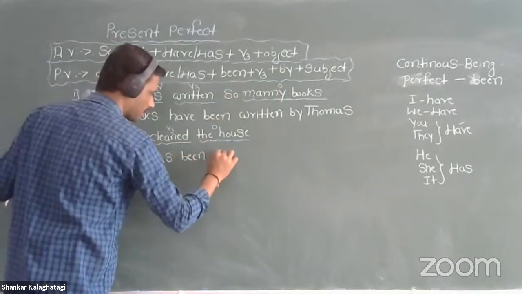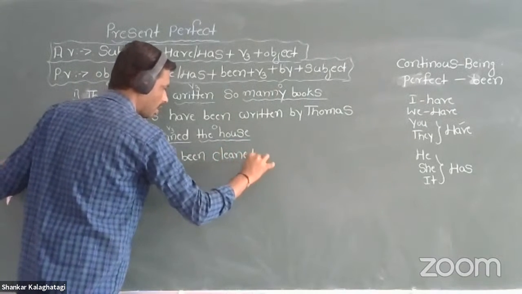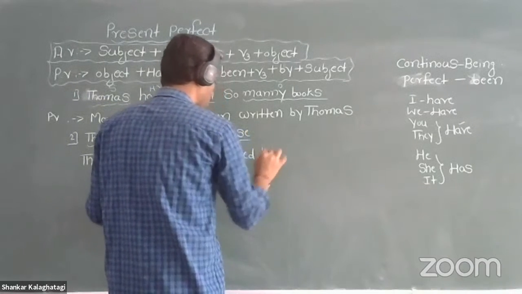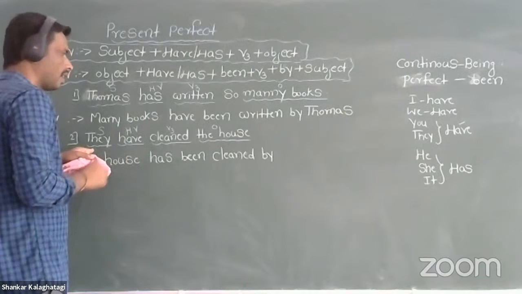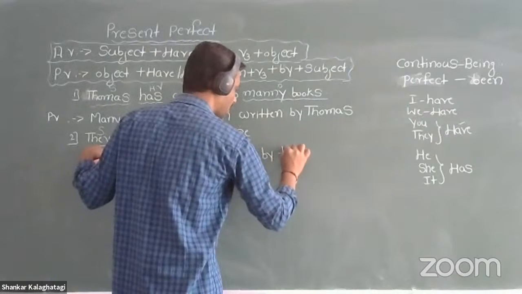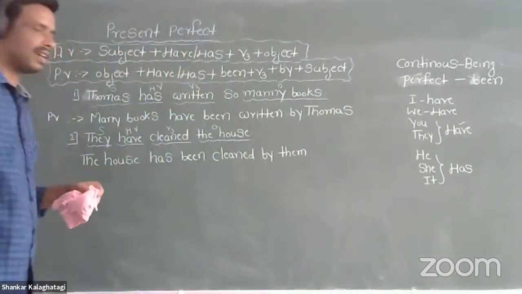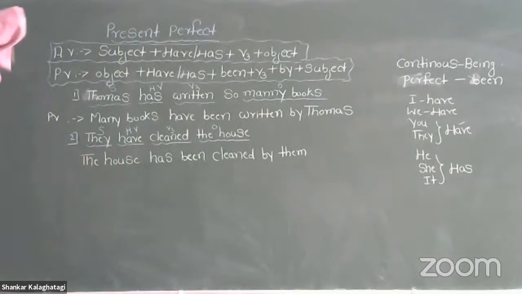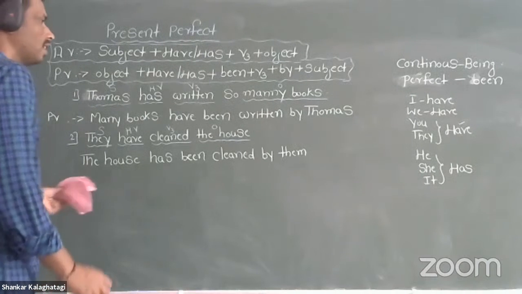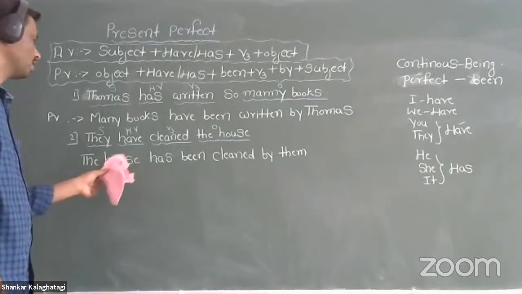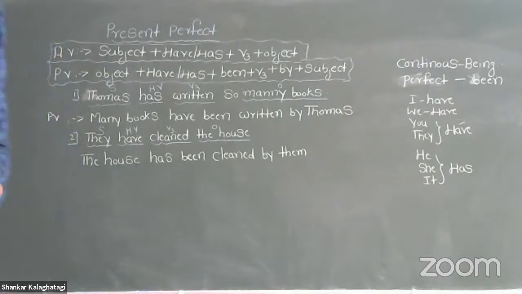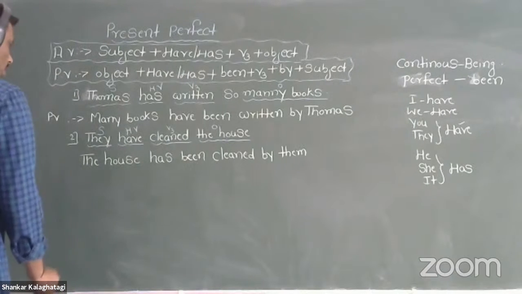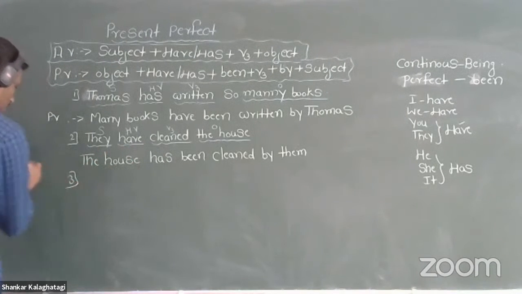V3 is here "cleaned." Write it: cleaned. After that, we write "by." The subject is "they," so its object form is needed. When we gave the pronouns last year, we gave them: they changes to them, I changes to me, we changes to us. You doesn't change; it remains you only. He changes to him, she changes to her, and it cannot be changed; it remains it. So now "they" changes to "them." So, the house has been cleaned by them. Go for the next one, the third one.